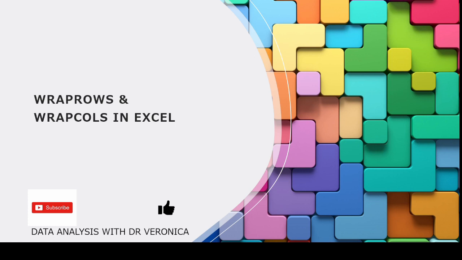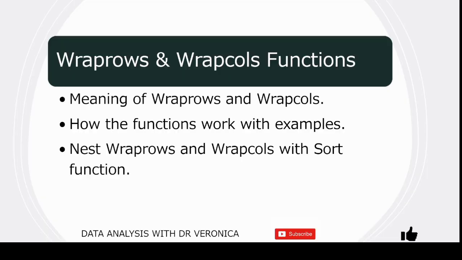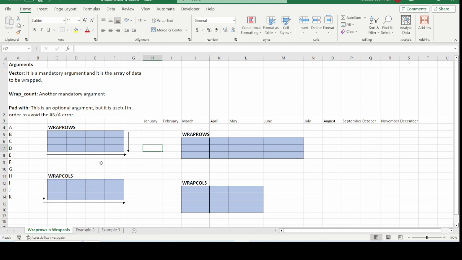In this tutorial, we will go through the WRAPROWS and the WRAPCOLS function in Microsoft Excel. We will see the meaning of WRAPROWS, which is basically to wrap rows, and WRAPCOLS is basically wrap columns. We will see how the functions work with examples, and then we will nest the WRAPROWS and WRAPCOLS functions with the sort function.